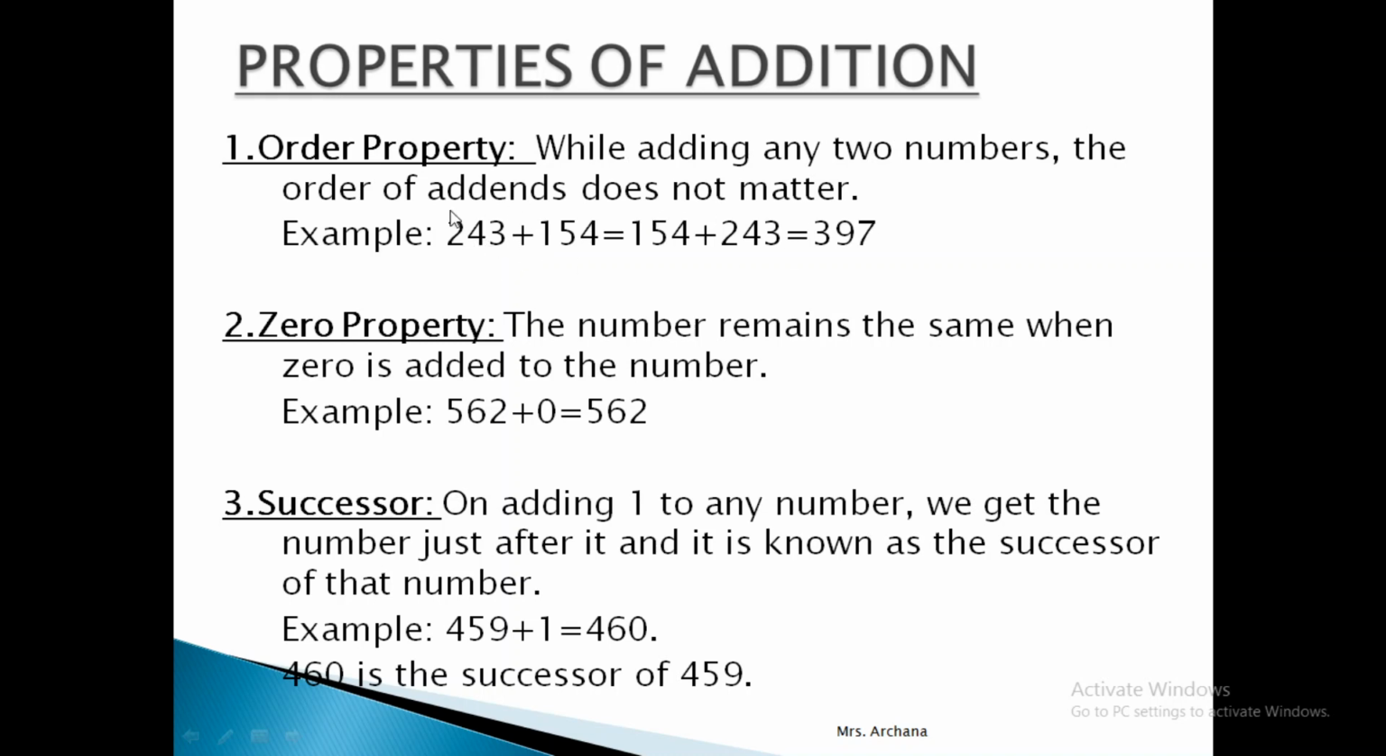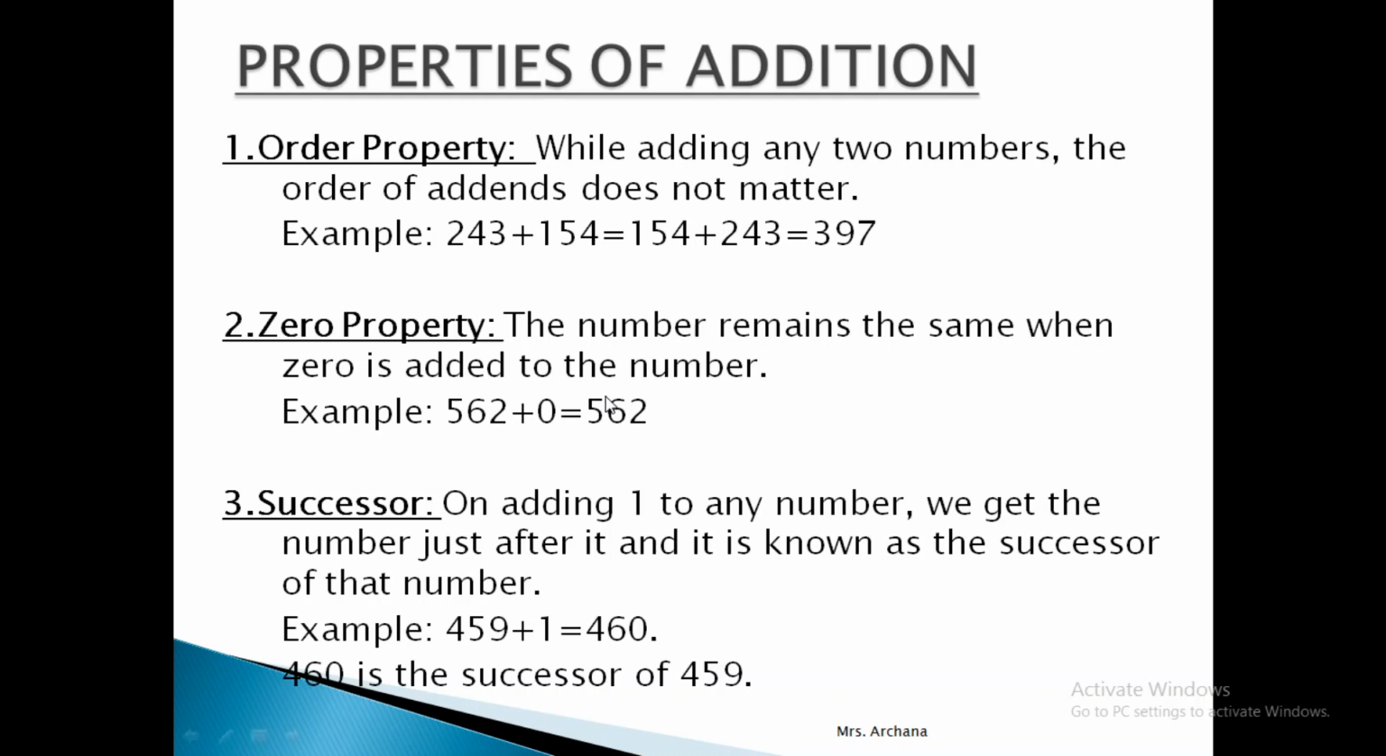That means whether we are writing this number first or this number first while adding, it does not matter. That means 243 plus 154, how much you will get by adding? You will get the same as 154 plus 243. That means if I am writing this number second or the same number first, the addition value will always be the same. This is called order property, meaning in which order you are writing does not matter.